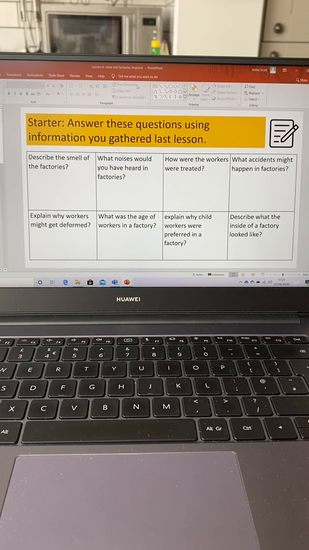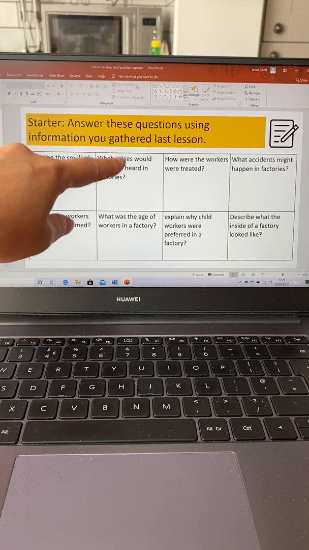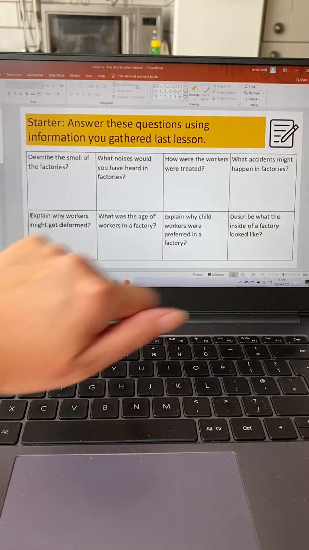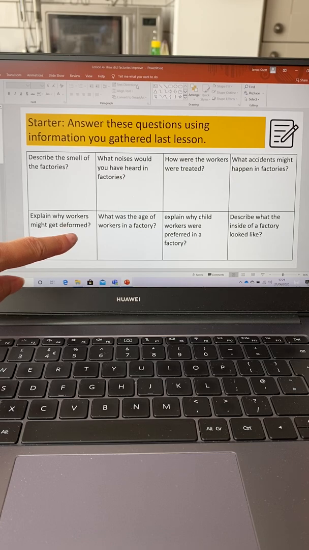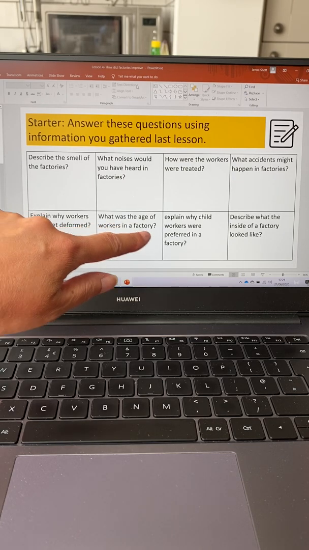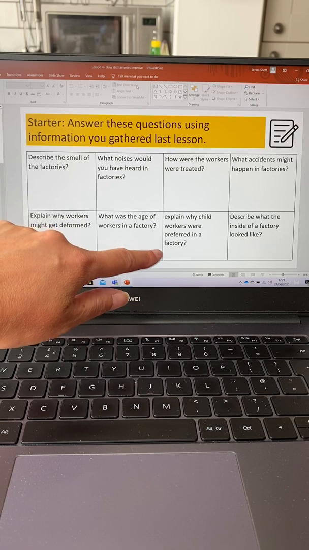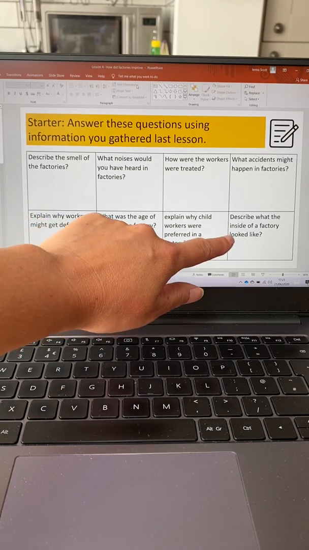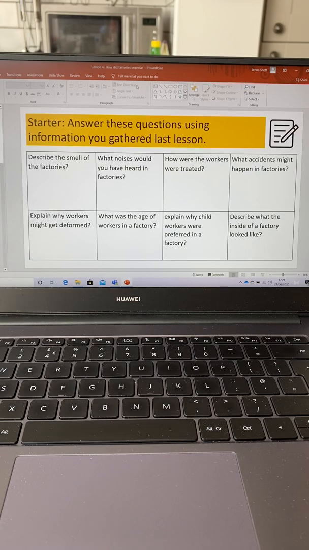So first things first, you've got your starter and you need to think about what you learnt last lesson. You've got 1, 2, 3, 4, 5, 6, 7, 8 little questions to answer. Now you can shorten these, so you could put smell and then put a word, noise, treatment, accidents, reasons for deformity, age, why children, and then inside. So you can shorten these to make it a little bit easier for yourself. So that's your first task. Like I said, think about what you learnt last lesson.